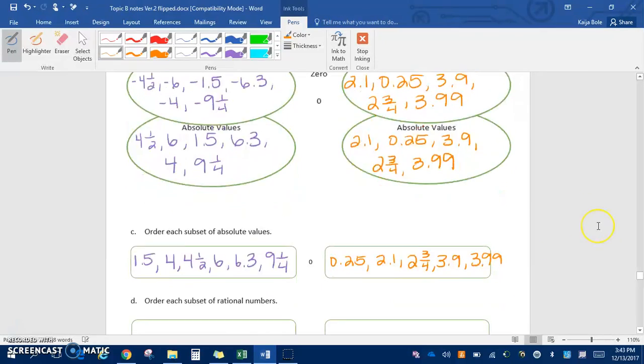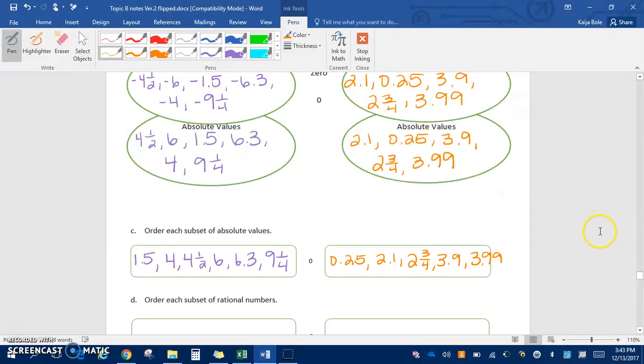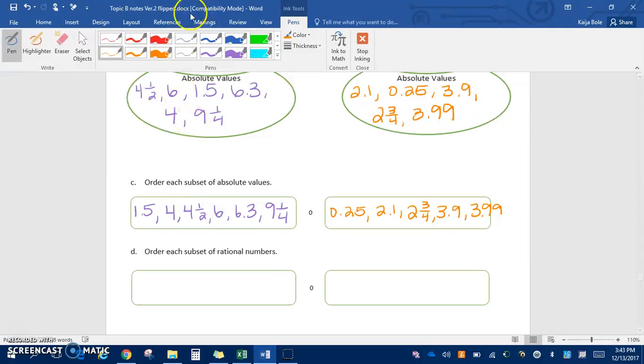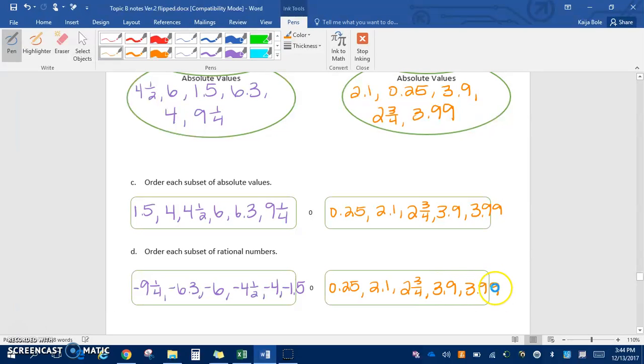Alright, so before we really look at those, we're going to do this bottom part first, where it says to order each subset of rational numbers. So I'm taking that top circle now. So if I'm going to order the rational numbers, the original negatives, I would have negative 9 and a fourth, negative 6.3, negative 6, negative 4.5, negative 4, and then negative 1.5. And then if I order the positive rational numbers, I would have 0.25, 2.1, 2 and 3/4, 3.9, and then 3.99.